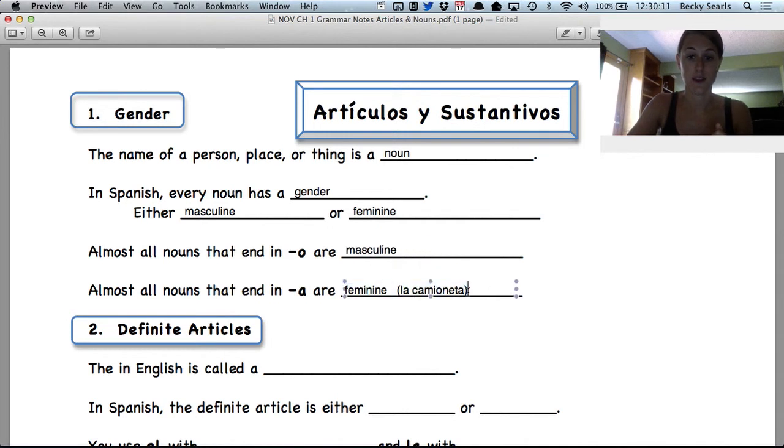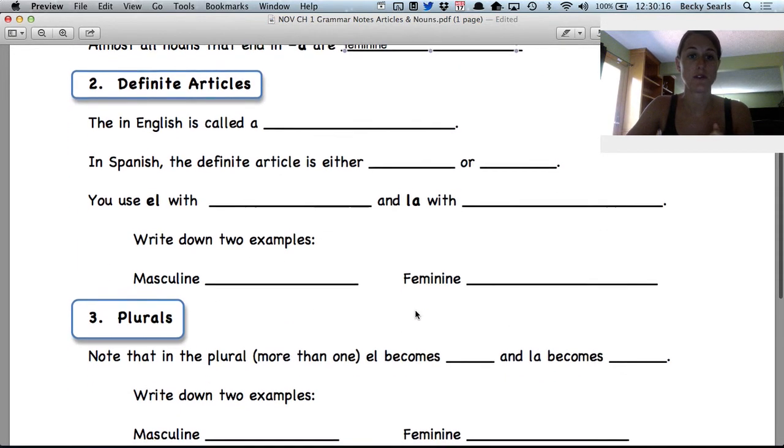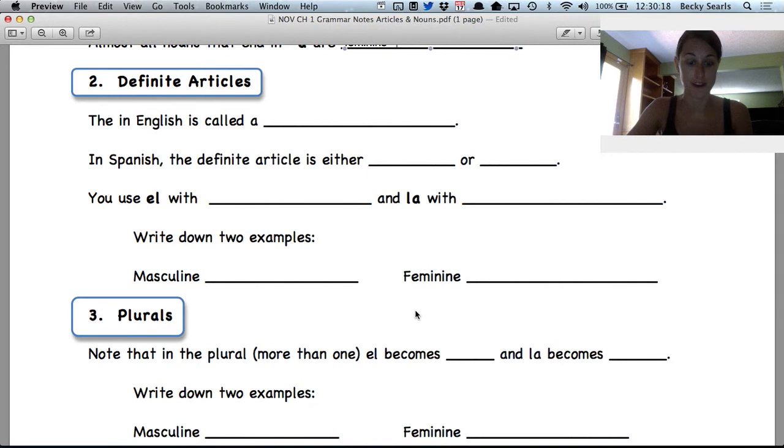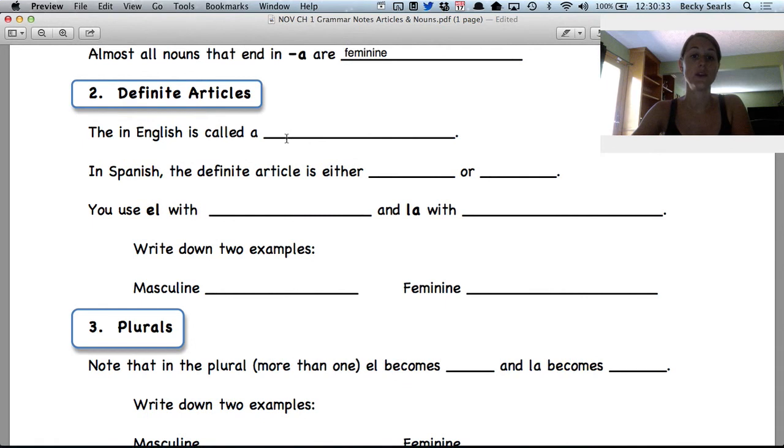Articles. So sometimes you're talking about something specific, something definite. For example, the pen, this one, or the scissors, these ones. I'm not talking about any old pen or any scissors. I'm talking about these ones, these definite, specific ones. So the word the in English is called a definite article, talking about a definite item. And in Spanish, the definite article is really short. It's either el or la.